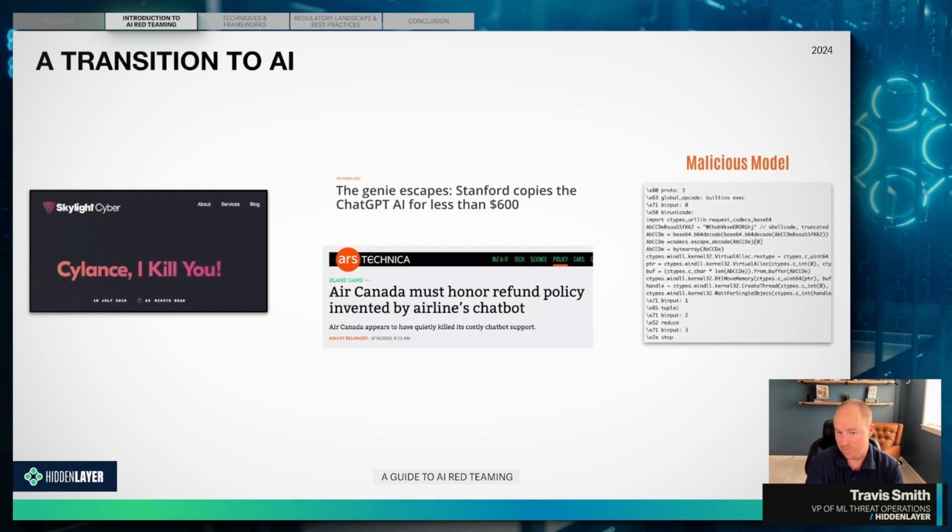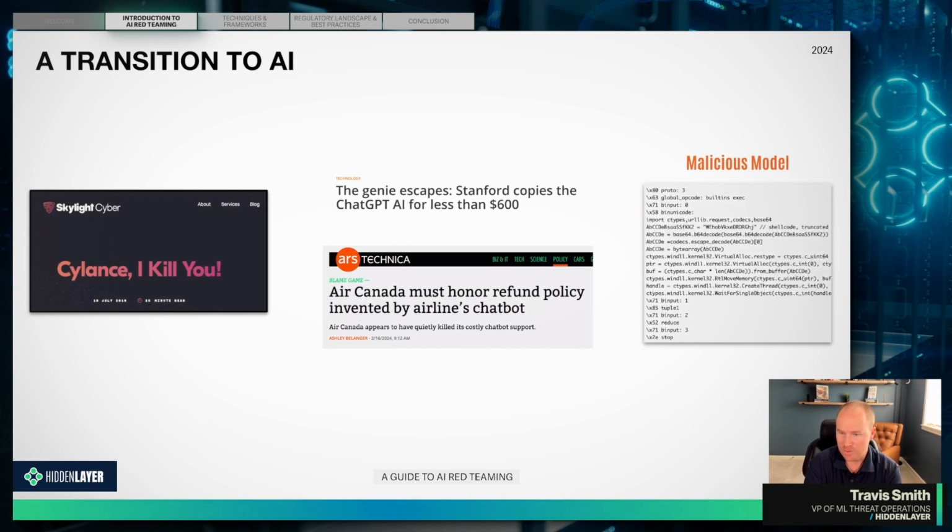Models can even be stolen. Stanford produced a proof of concept where they were able to steal the ChatGPT models for less than $600 in compute power and API costs. And then even into the adversarial models themselves, we can inject malware, and I'll talk about what this looks like a little bit later in the session. We're seeing examples of this pop up in VirusTotal, where there are machine learning models which have malware directly embedded into them.